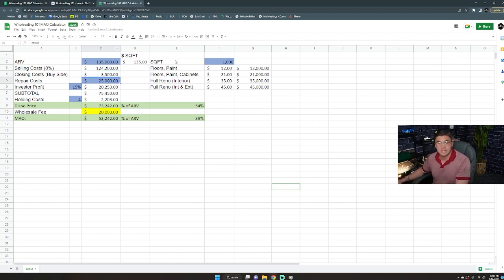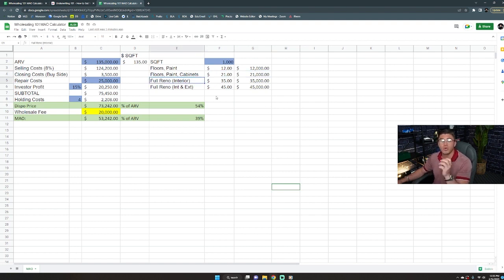Next is the repair costs. That is going to be calculated based on a function of square footage. So what you do here is enter the square footage of the property, and then here gives us the estimates of how much it's going to cost us to do certain levels of repairs. If it's a very light repair, all we're doing is redoing the floors and the paint. It's going to cost typically about $12 a square foot. So if it's a 1,000 square foot house, it'll cost us about $12,000. If we're going to do the same thing but also add in cabinets, it's going to be about $21 a square foot. So about $21,000.